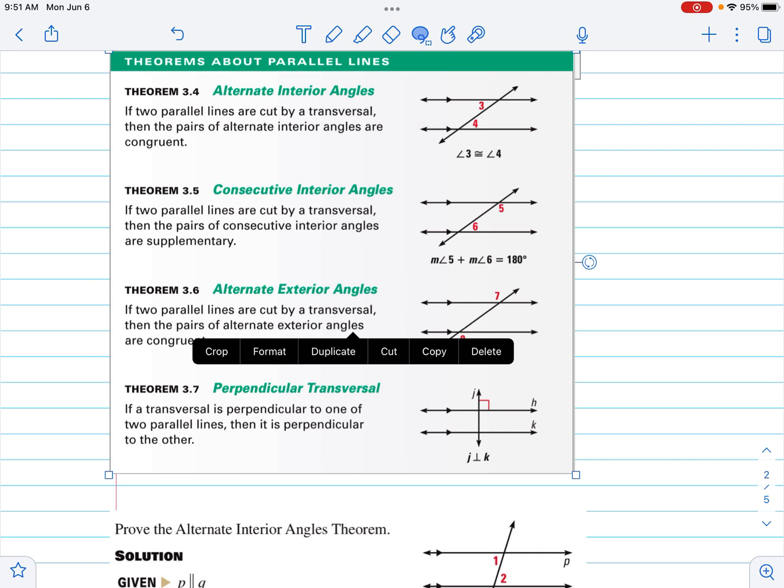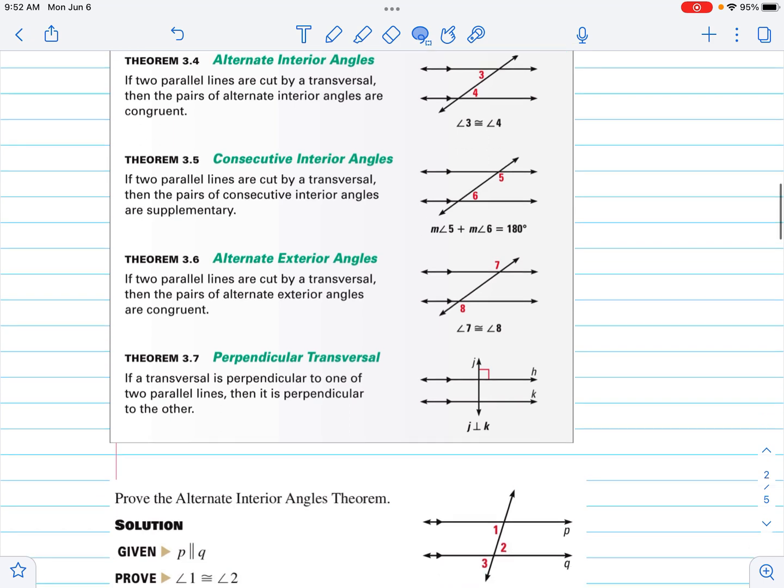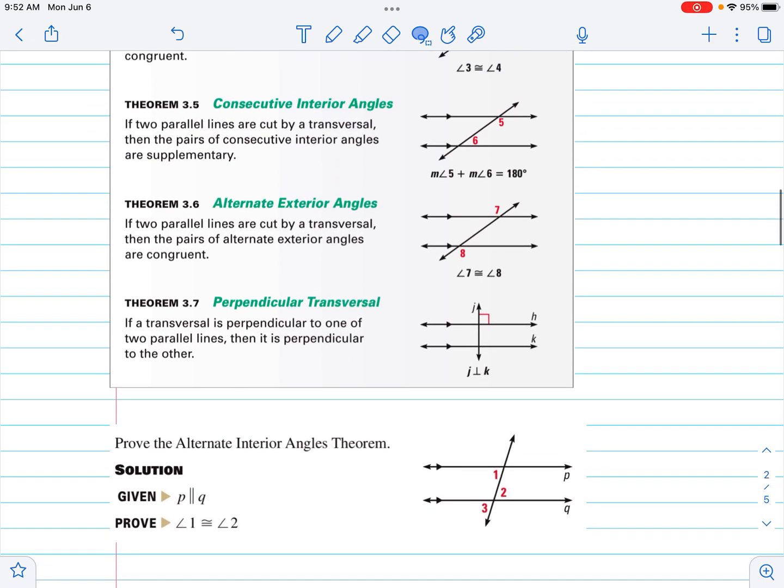And finally, the perpendicular transversal. If a transversal is perpendicular to one of two parallel lines, then it's perpendicular to the other. That makes really good sense.